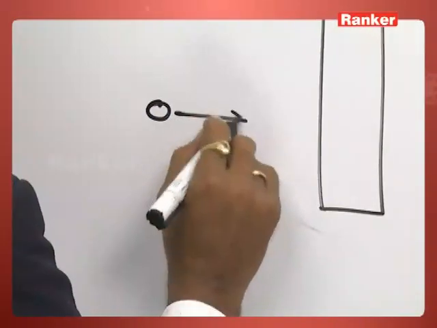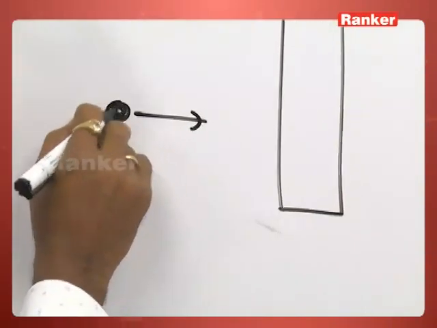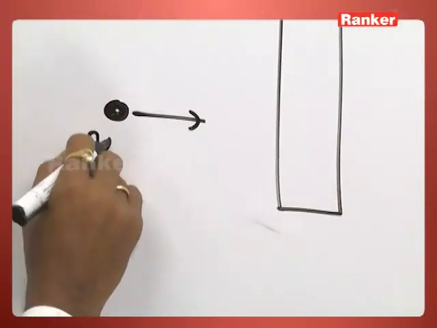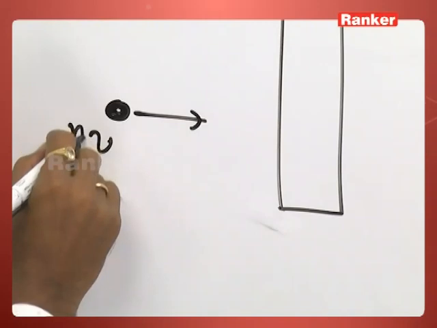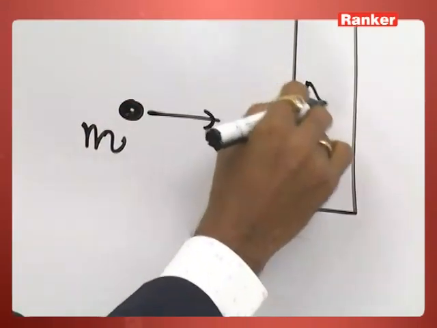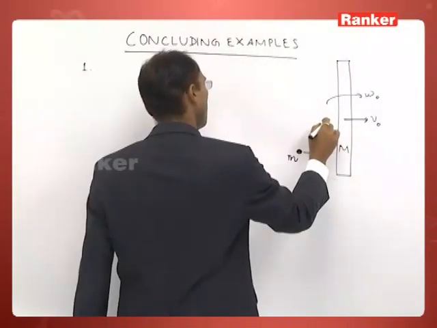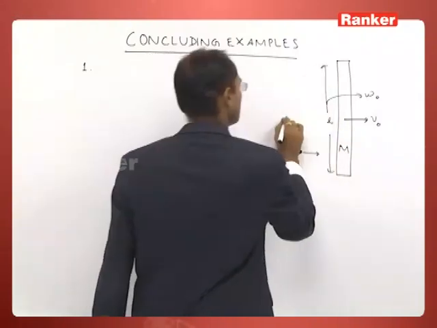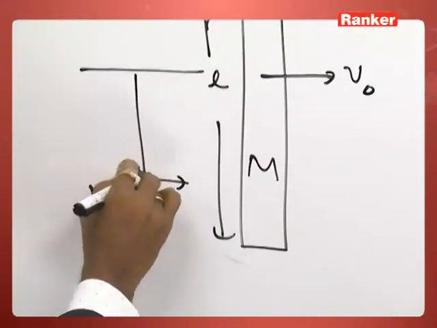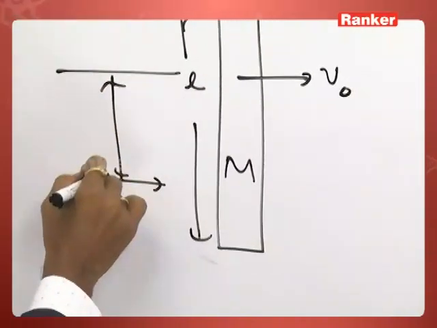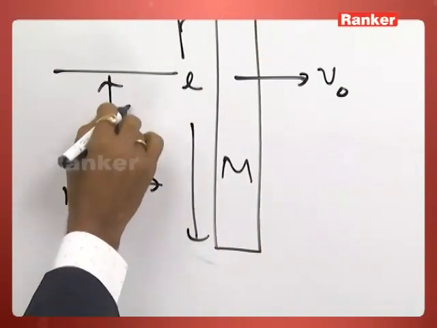struck, is collided by or hit by particle of mass small m. Rod mass is capital M. Length of the rod, let it be L. From center of mass of the rod to this particle distance is let B.